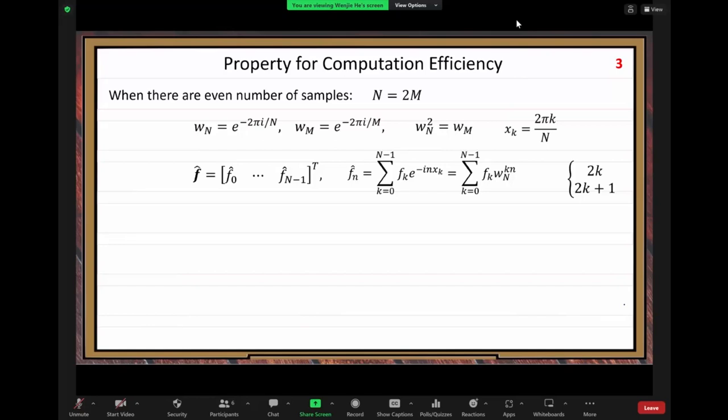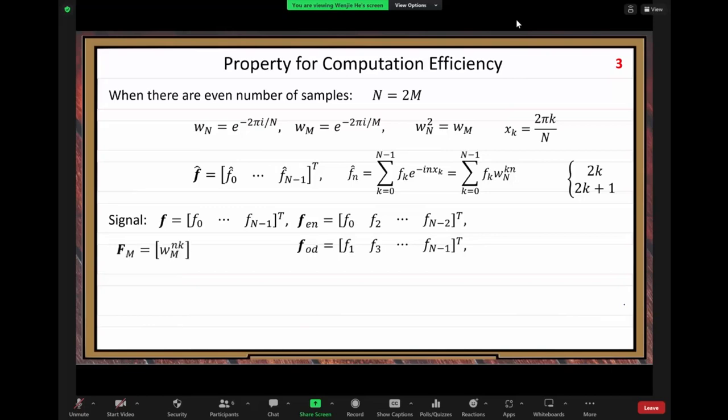Because when you split, you can see even samples share some property, odd samples share another property, so you can treat them using some special properties. So the original signal, let's split into the even sample part and the odd sample part. We assume even, so they have the same number. Same number, so we can handle using some special way.